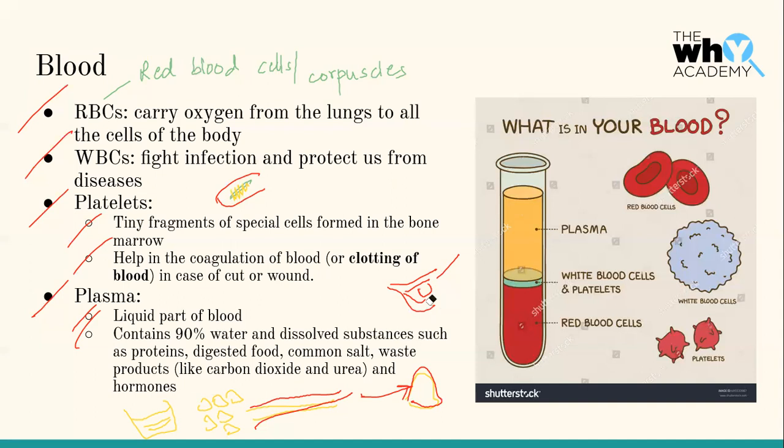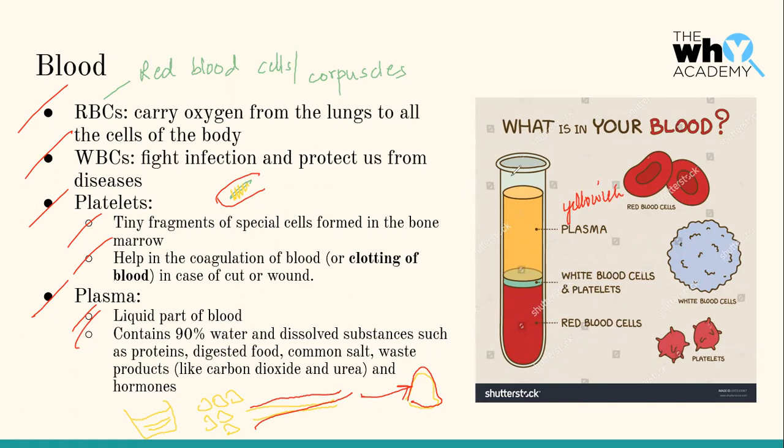Right. And next, the main part of the blood, the liquid part of the blood, is called the plasma. Like you have cytoplasm in the cells, where all the organelles are floating, you have a liquid part in blood which is called plasma. It contains water and dissolved substances like proteins, food, waste products, salts, etc. If you see the diagram here, plasma is usually the yellowish fluid. Then you have white blood cells and platelets, and you have the RBCs.